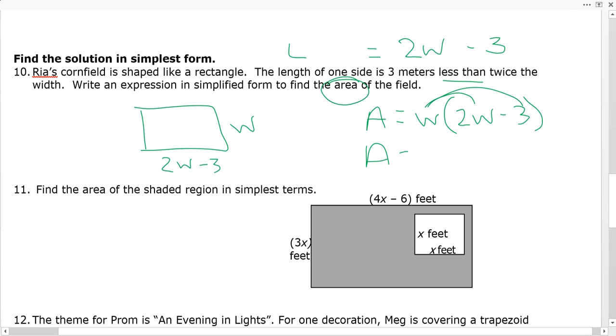Distribute. And I'm done. That's all I can do.